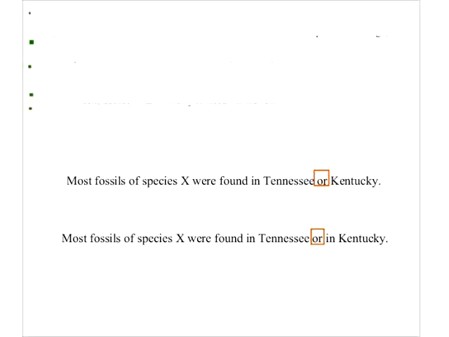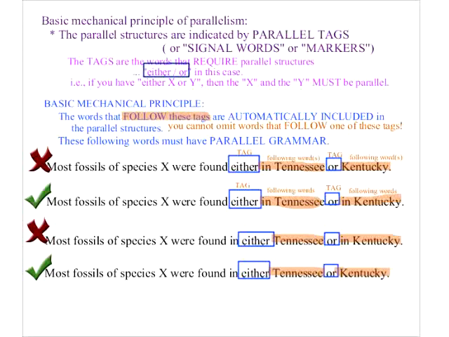Now this is a different kind of animal because, unlike in this problem, where you have a tag in front of everything, you have two things that are parallel. You have the two places where these fossils are found. And you have two tags. You have an either and you have an or. So you know exactly where to look for everything.